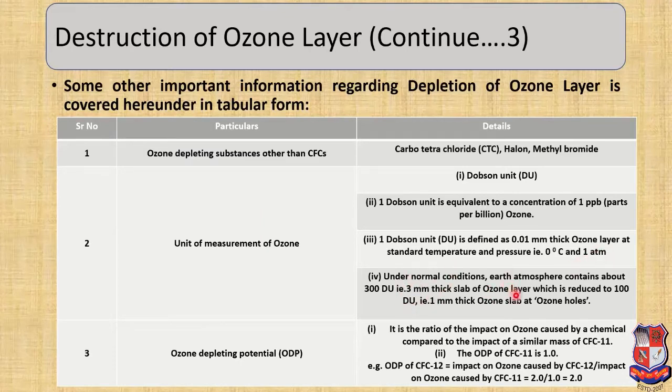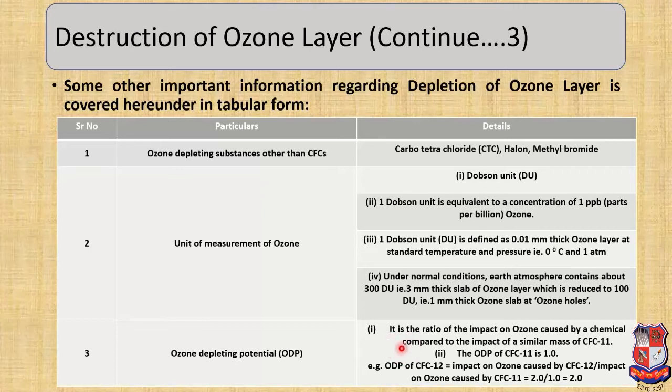Under normal conditions, Earth's atmosphere contains about 300 DU, that is a 3 mm thick slab of ozone layer, which is reduced to 100 DU, that is a 1 mm thick ozone slab, at the ozone holes. This means that generally the thickness of the ozone layer in the stratosphere is 3 mm, but when it is reduced to 1 mm thickness, we can consider that part as the ozone hole.